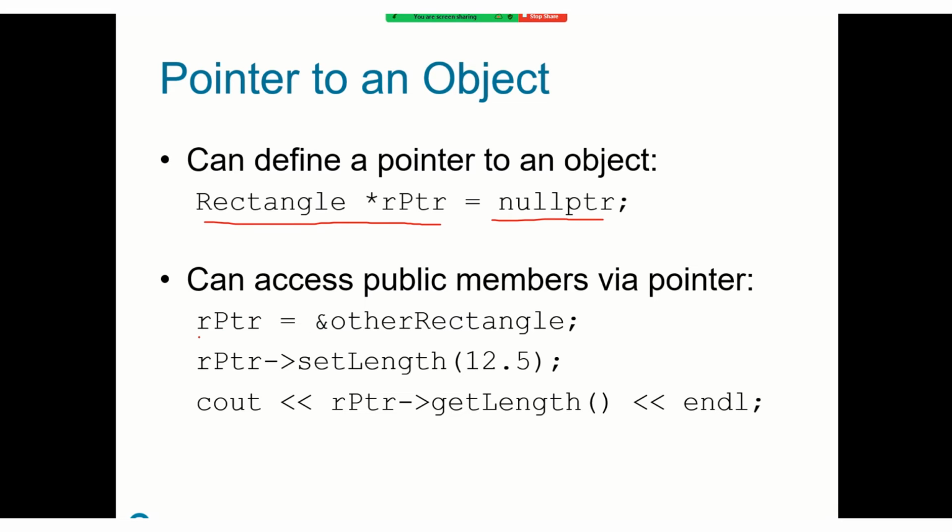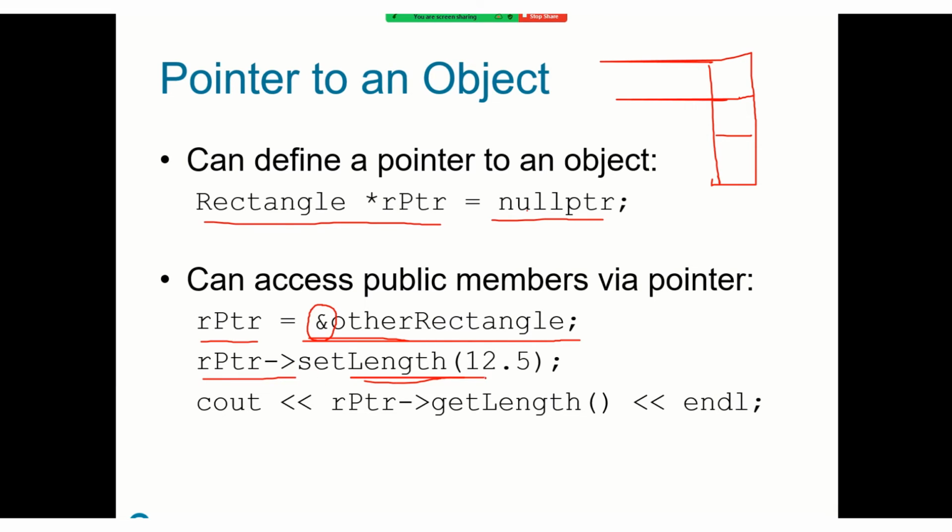So basically, a pointer is defined in this way, and you already know we have this ampersand symbol, that's the reference symbol. This is essentially the memory location where your pointer is, where your object is stored. And then you do pointer set length.